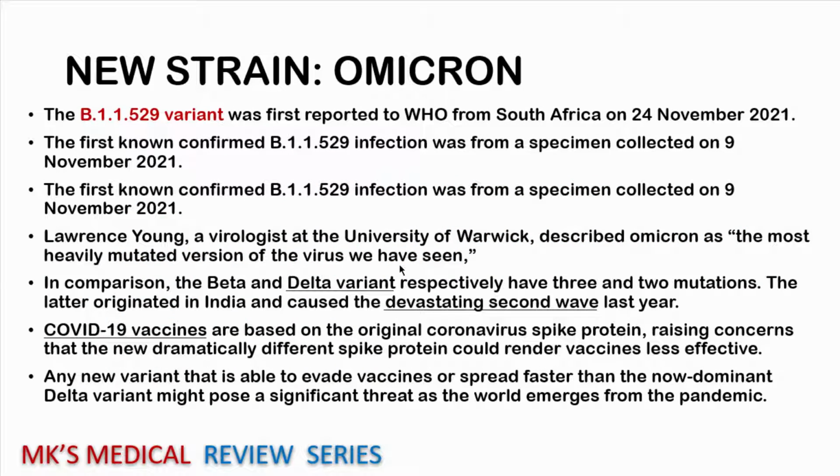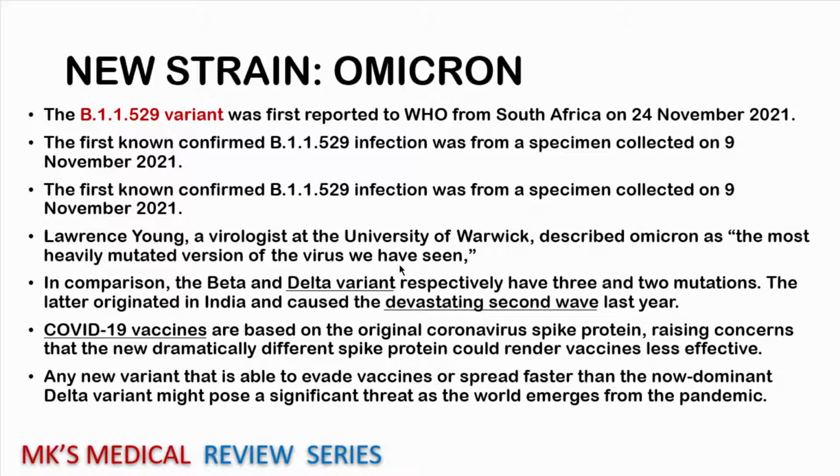Then let's talk about the new strain, which is the Omicron strain. Remember this was referred to as the B.1.1.529 variant that was first discovered in South Africa on the 24th of November, 2021. The first confirmed case from a specimen that was collected was found on the 9th of November. And a virologist from the University of Warwick named Lawrence Young described the Omicron variant as the most heavily mutated version of the virus that we have ever seen.